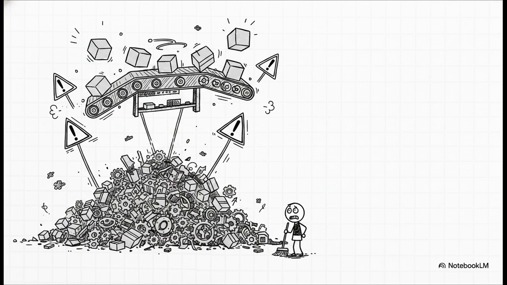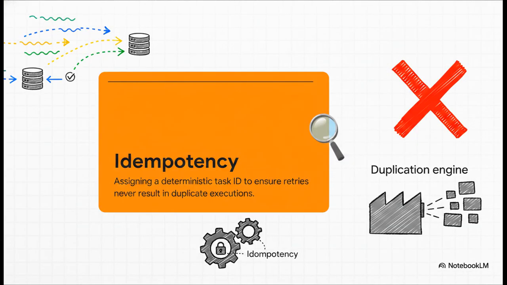And honestly, worst of all, they accept partial state corruption, assuming some manual human intervention will clean up the mess later. Let me tell you, at scale, manual cleanup isn't just hard, it's impossible. And that brings us to the absolutely critical partner of the Saga pattern, idempotency. You simply cannot safely implement a Saga without it.